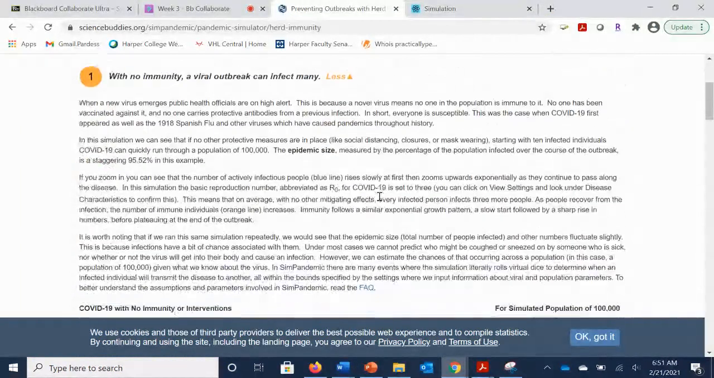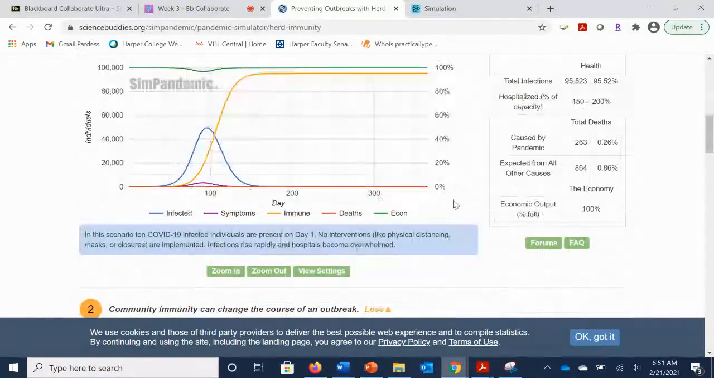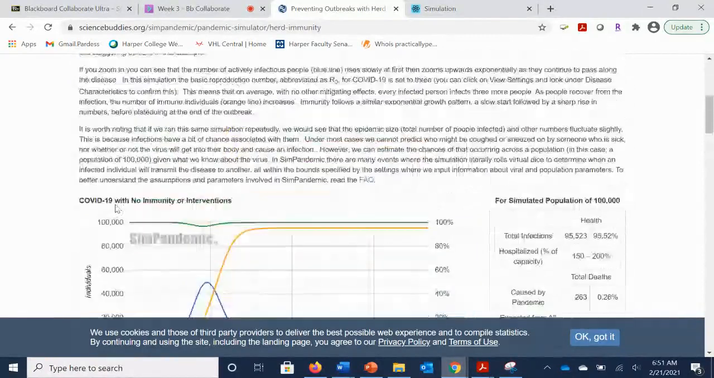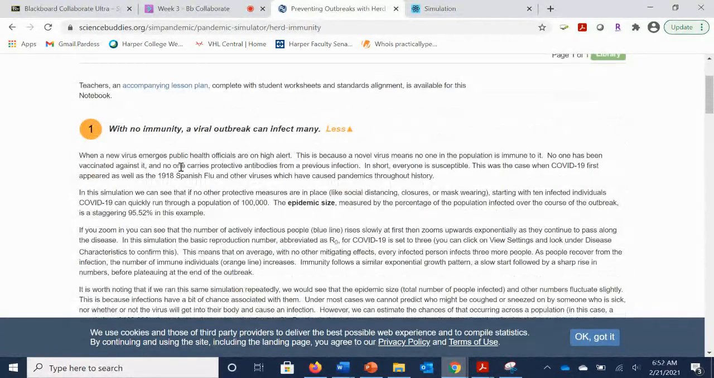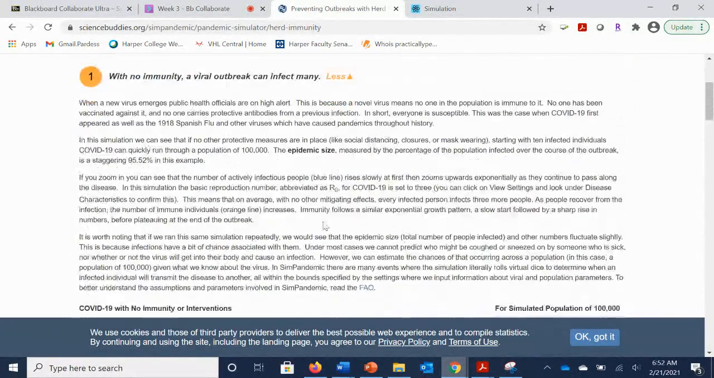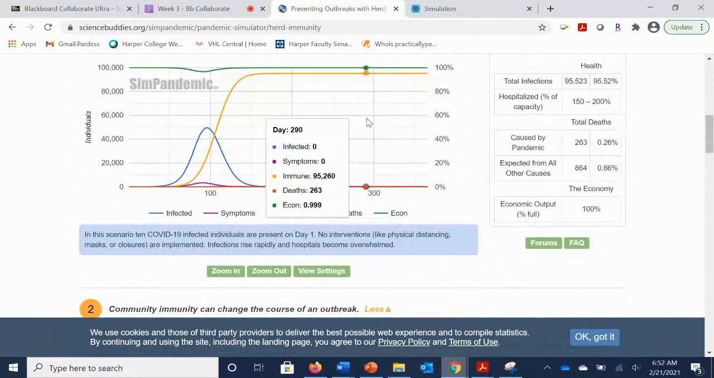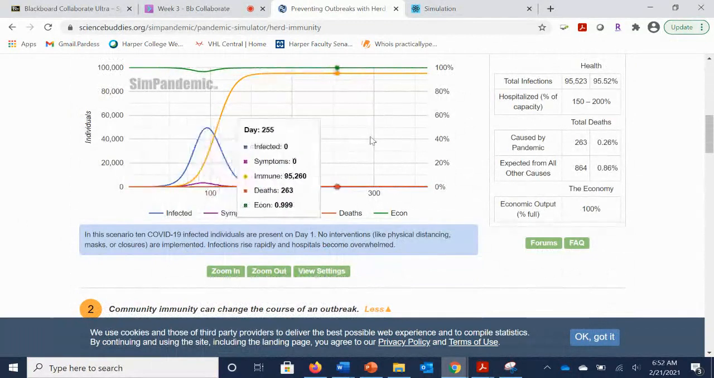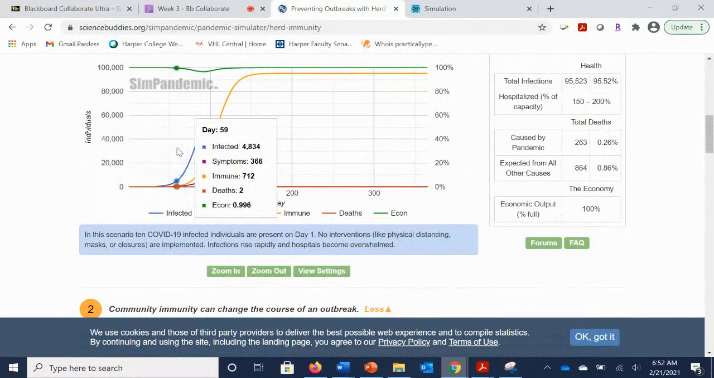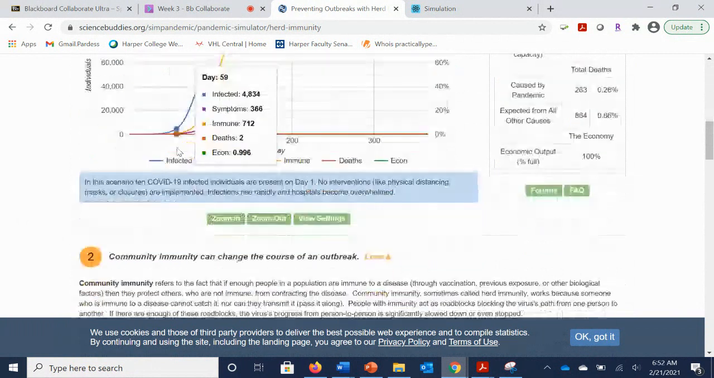And what this does is show some graphs on different types of immunity. So with no immunity, here's what a viral epidemic would look like. You can put your cursor at different days. The days are down here, and it gives you the 1 to 5 estimate. So at day 59, how many are infected, how many show symptoms, how many are immune, how many deaths, and don't worry about the green one.